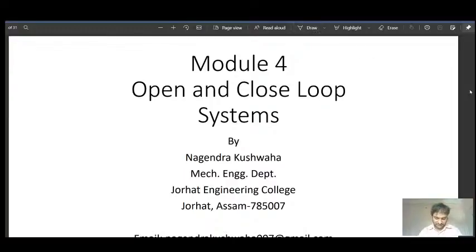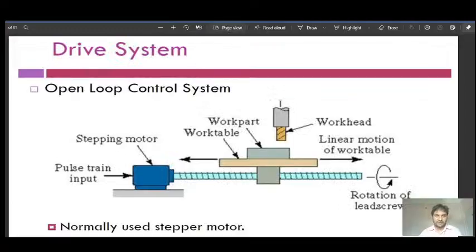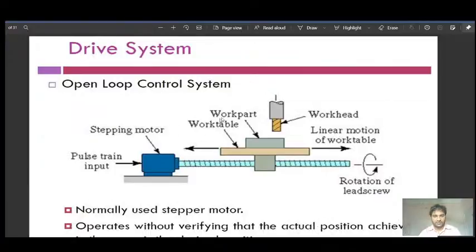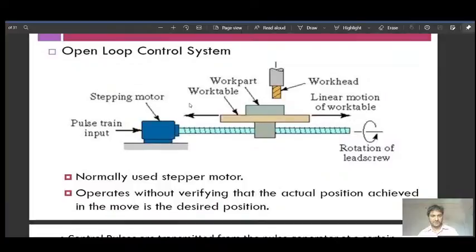Good morning, everyone. So today we will cover the remaining part of open loop system of NC system. So let's move to the slide. Last time I discussed the parts of NC system, and in that the servo motor and open loop control.